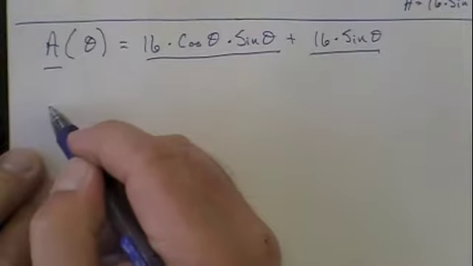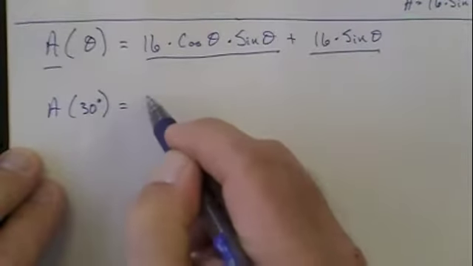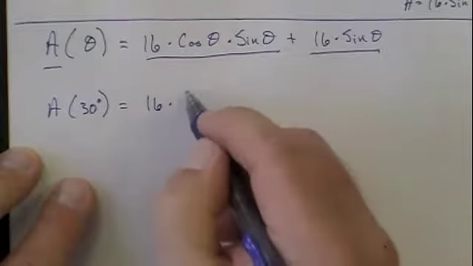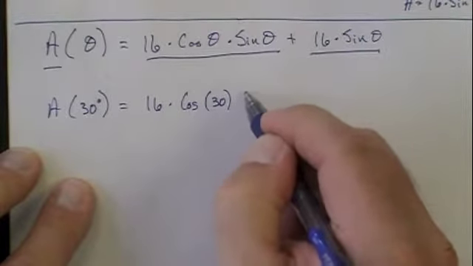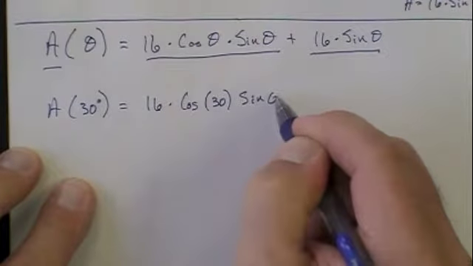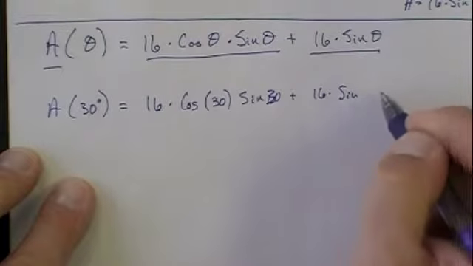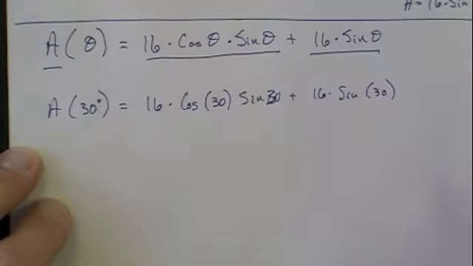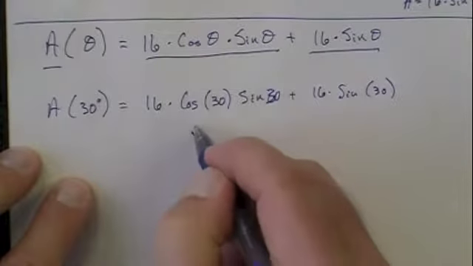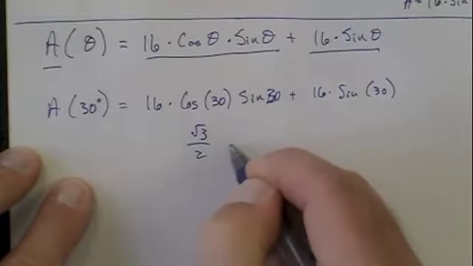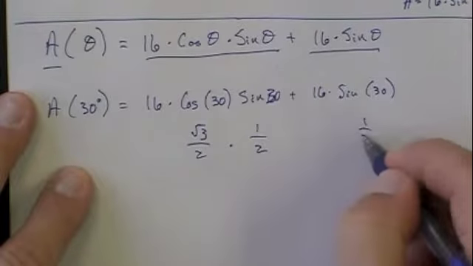So let's say that our angle is 30 degrees. We know, using our unit circle, that's 16 times the cosine of 30 times the sine of 30, plus 16 times the sine of 30. We know that the cosine of 30 degrees is going to be square root of 3 over 2, and the sine of 30 degrees is 1/2.